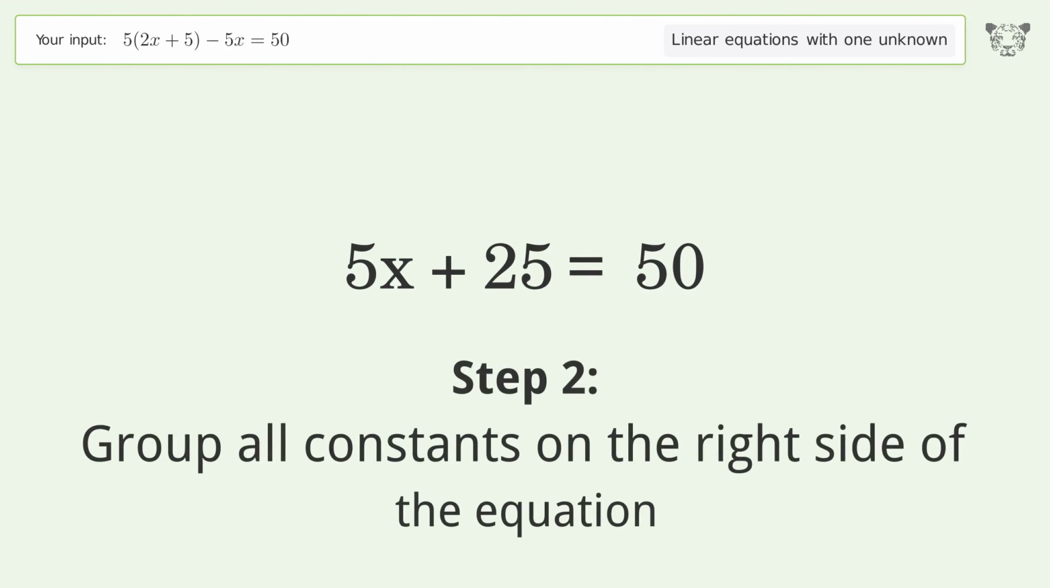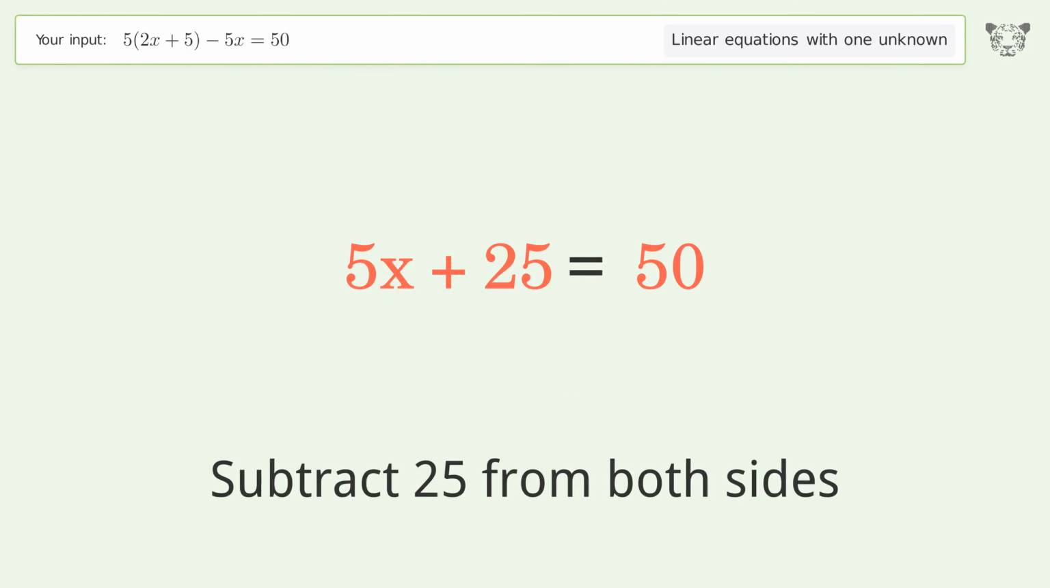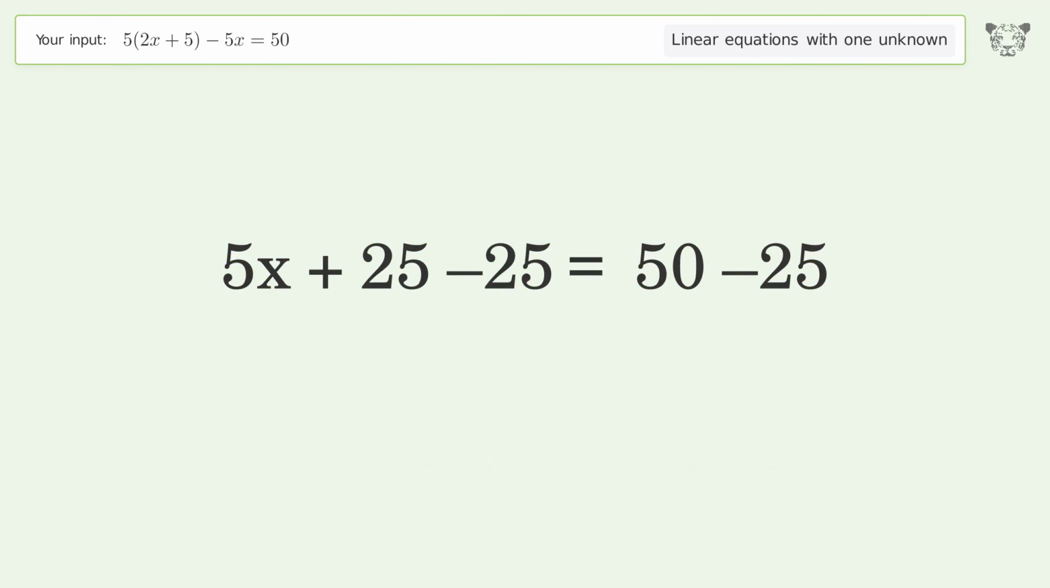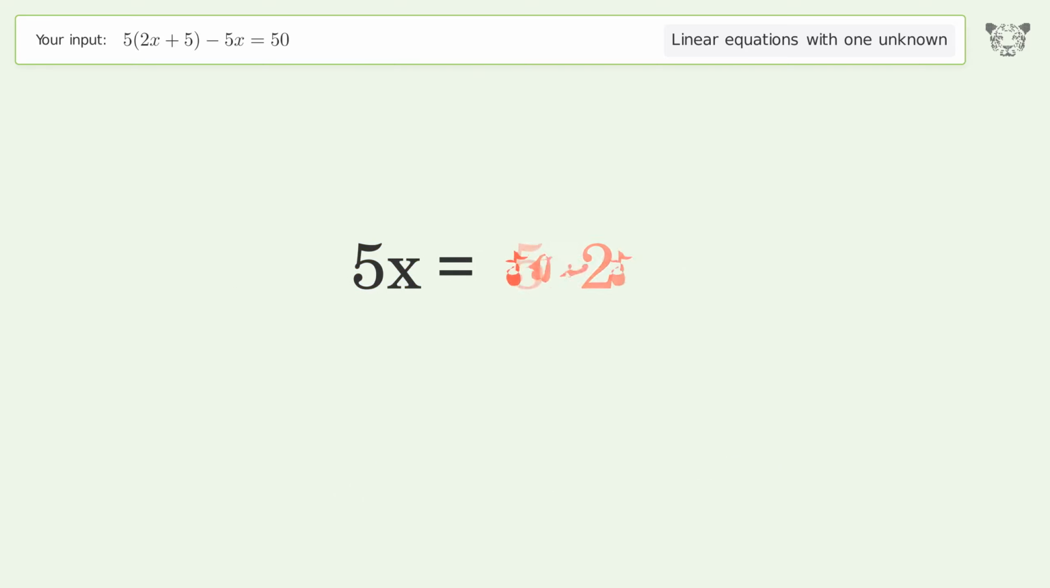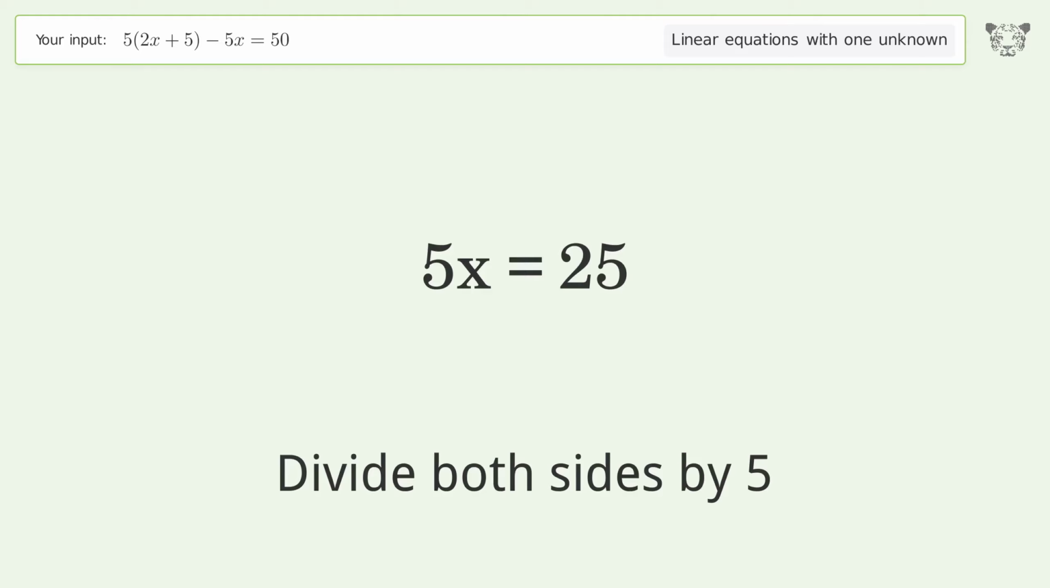Group all constants on the right side of the equation. Subtract 25 from both sides. Simplify the arithmetic. Isolate the x. Divide both sides by 5.